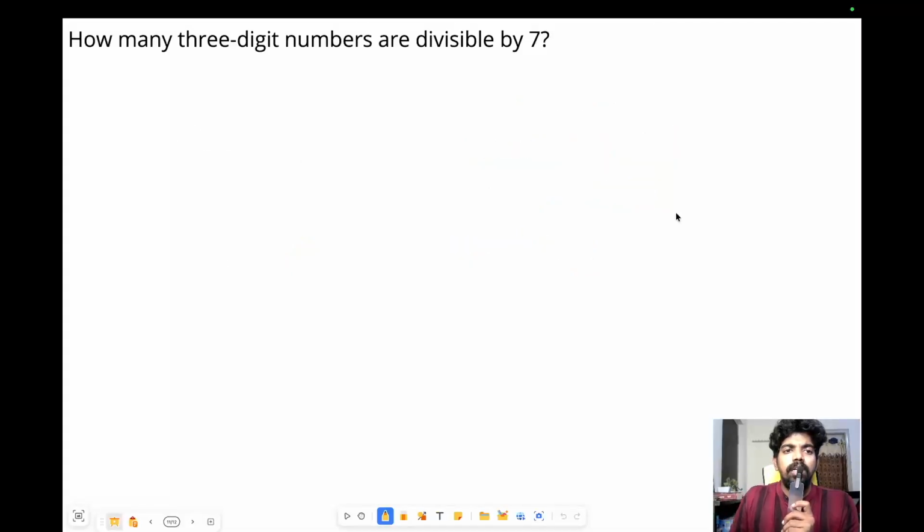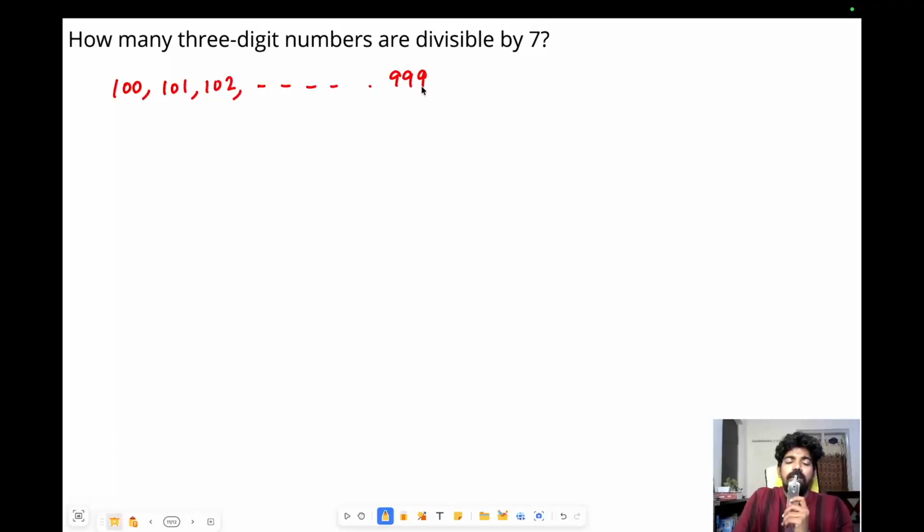Next question. How many 3-digit numbers are divisible by 7? 3-digit numbers start from 100, 101, 102 up to 999. They are asking which of these 3-digit numbers are divisible by 7, and the count of them. They are not asking which ones, just the count. So is 100 divisible by 7? No. 101, no. 102, no. So the number is 105.